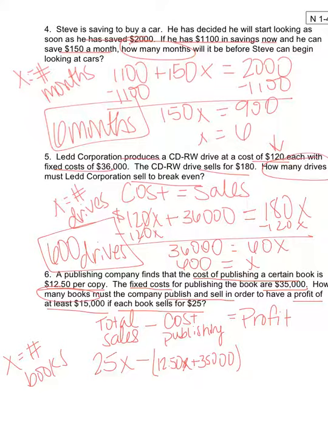Now, we want that to have a profit of at least $15,000. So that number should be greater than or equal to $15,000. So on these types of problems, you're going to need to distribute that subtraction sign through. So you should have 25x minus 12.5x minus the 35,000.